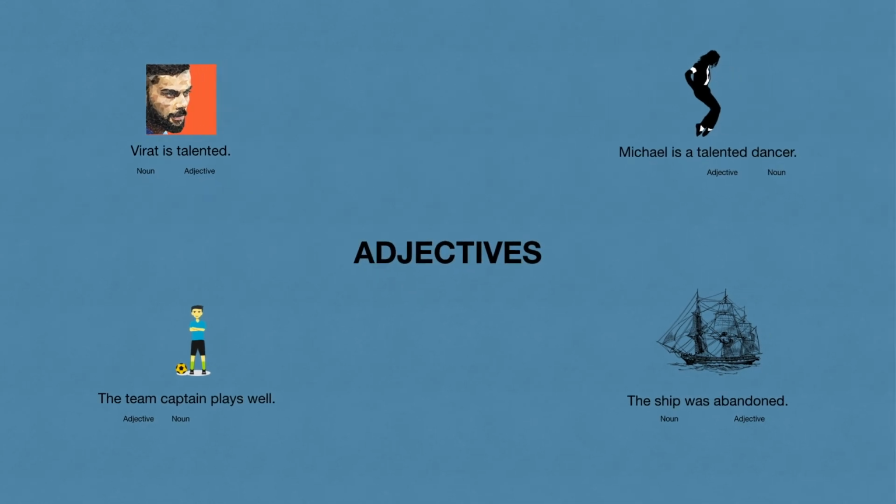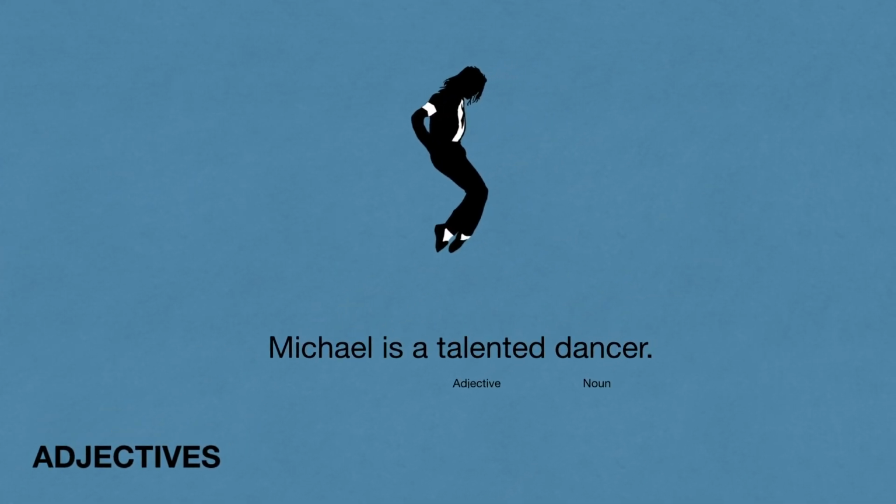But adjectives can be placed in more ways than one. In this sentence, Michael is a talented dancer. The adjective, once again, is the word talented. But instead of describing Michael, it describes the noun dancer to which it is attached as its attribute. Adjectives used in this way are hence called attributive adjectives.